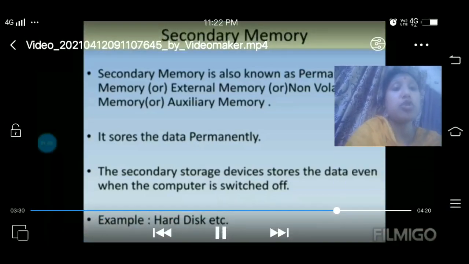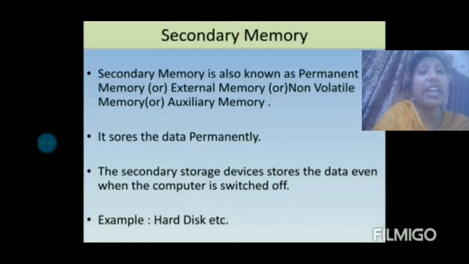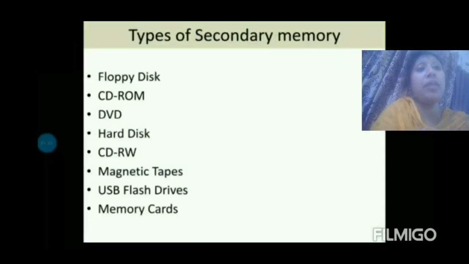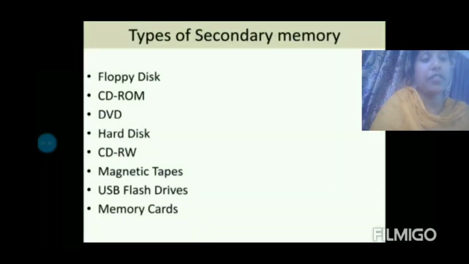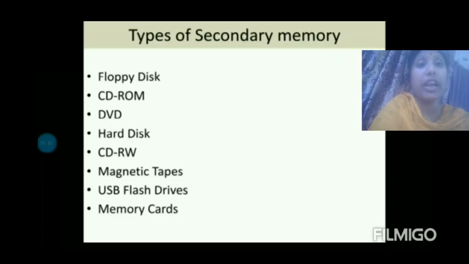The secondary storage devices store the data even when the computer is switched off. So, when you are storing anything in primary memory, it is not safe. Even if the lights go away or you turn off the computer, you lose all your information. But in the secondary memory, you don't have to worry about that.